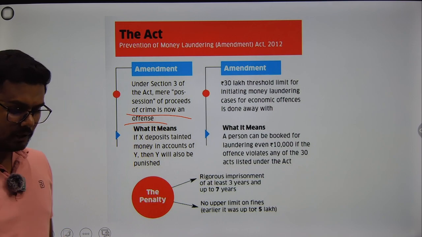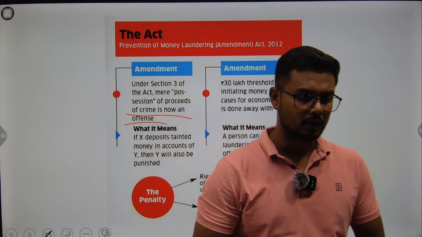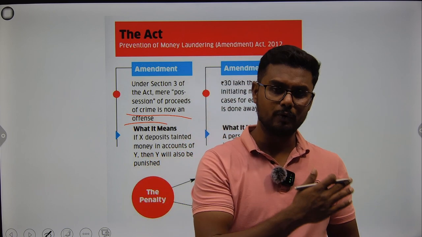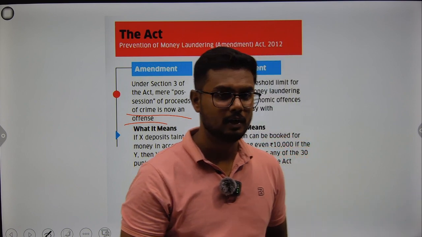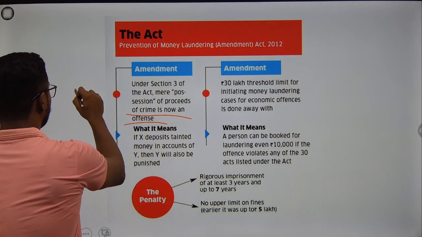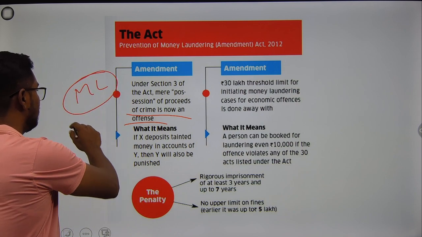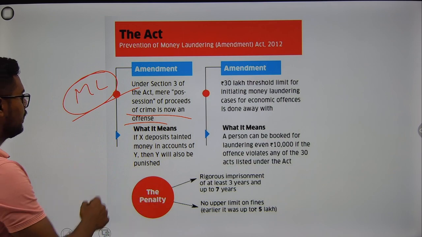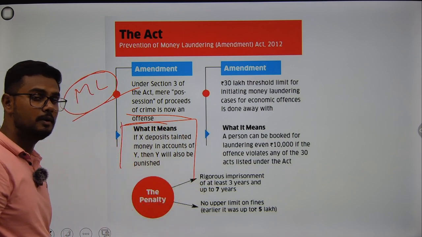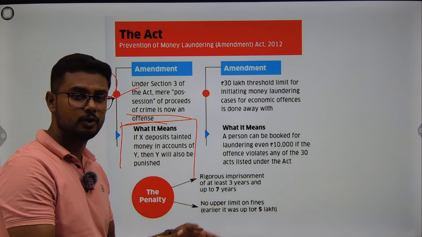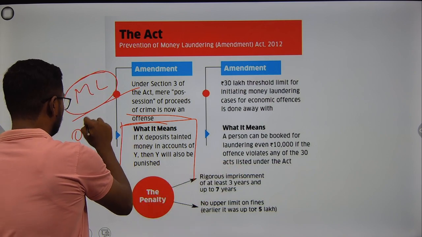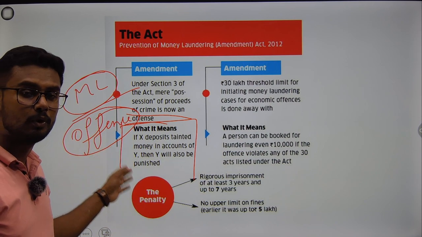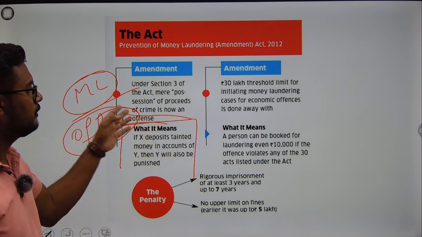Earlier there were a few instances wherein the influential and rich used to say that they were just holding the money on behalf of someone else. So they were not involved in money laundering. That is why they should be released. However, with the amendments made in 2012, the law said even mere holding of such proceeds or such black money would amount to an offence as per the law. Hence, even they can be booked under PMLA, that is the Prevention of Money Laundering Act.